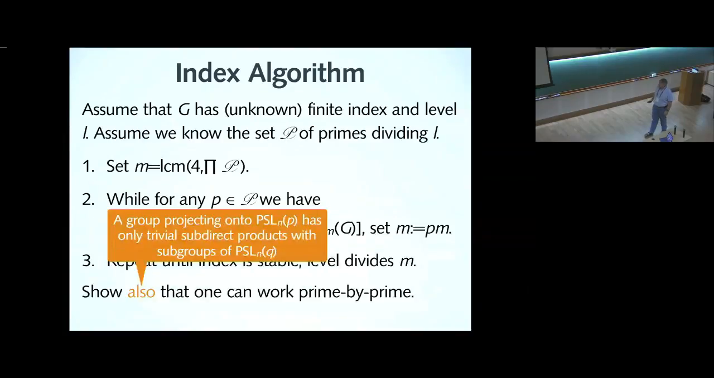Okay, why can we work separately prime by prime? Because once we project onto PSL_n(F_p), and we have a subgroup of PSL_n(F_q) in a different characteristic, I basically only can have trivial subdirect products which degenerate to a direct product. This is basically a theorem that PSL_n(F_p) does not, with very few exceptions, embed into PSL_n(F_q) if p and q are different primes. That's a theorem about these groups of Lie type.